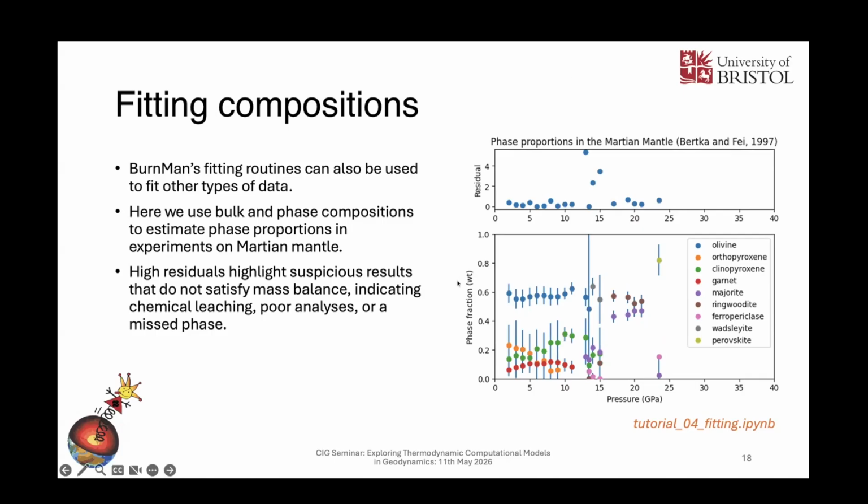So we can throw all of these into BurnMan and estimate what the phase fractions are, and therefore be able to compare those with, for example, the output predicted by the Holland and Powell databases or the Stiksrud and Lithgow-Bertoloni databases.